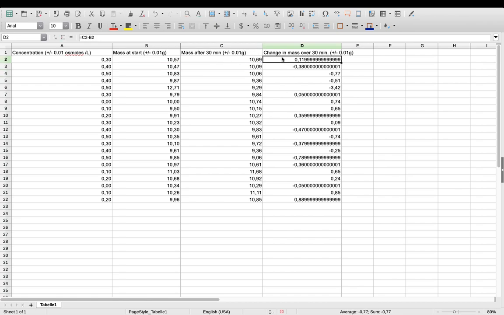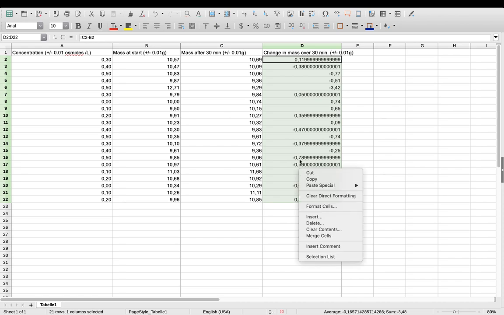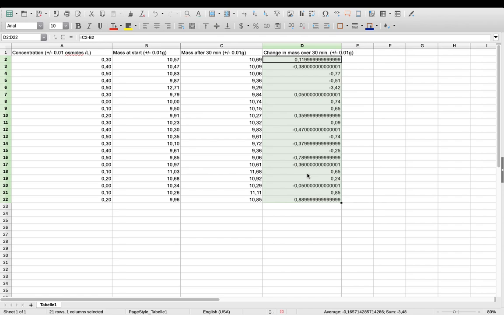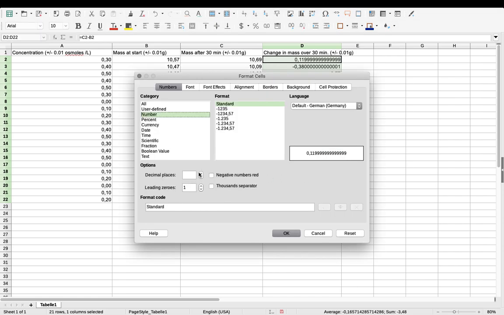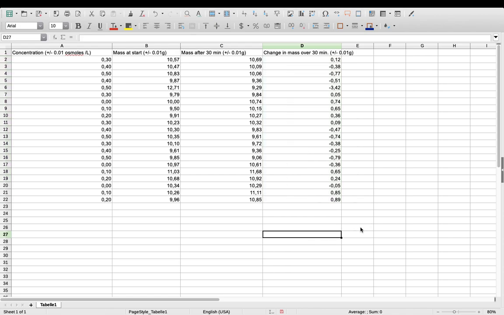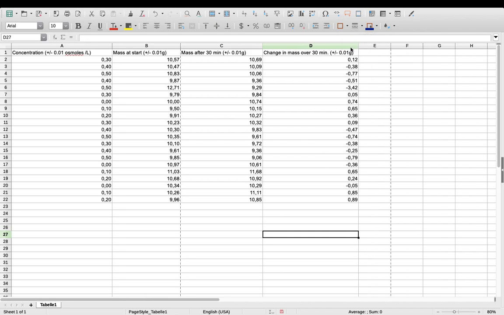But again, I need to make sure that the level of precision is correct with 2 decimal places. Okay, but I'm going to go ahead and show this data as percent change in mass because some of these pieces of potato were a little bit larger than other pieces. They're all right around 10 grams. But we can account for this difference by calculating the percent change in mass. This is a little bit more meaningful measurement.